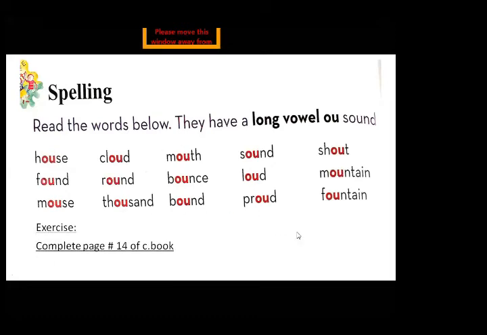Now, students, this is the exercise which is present in the course book. You have to complete it. Okay, complete page number 14 of the course book. This is your task.